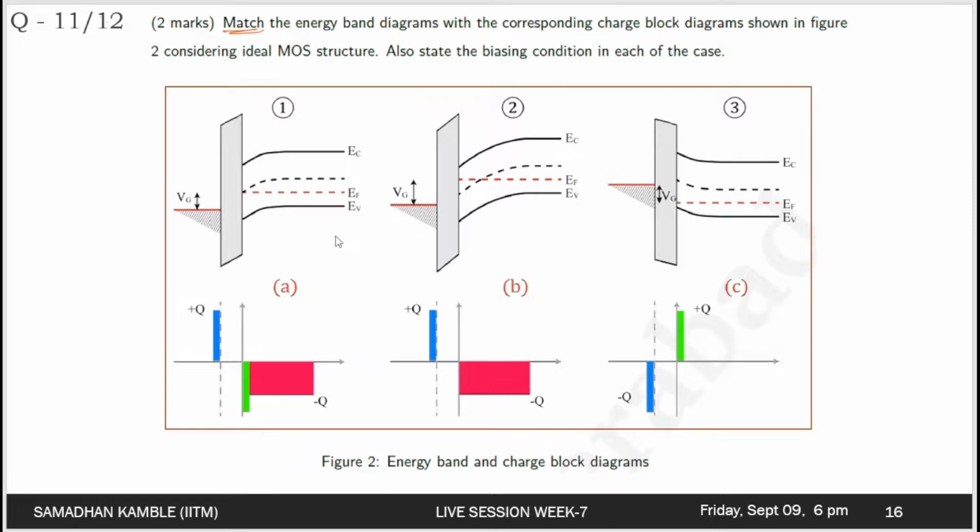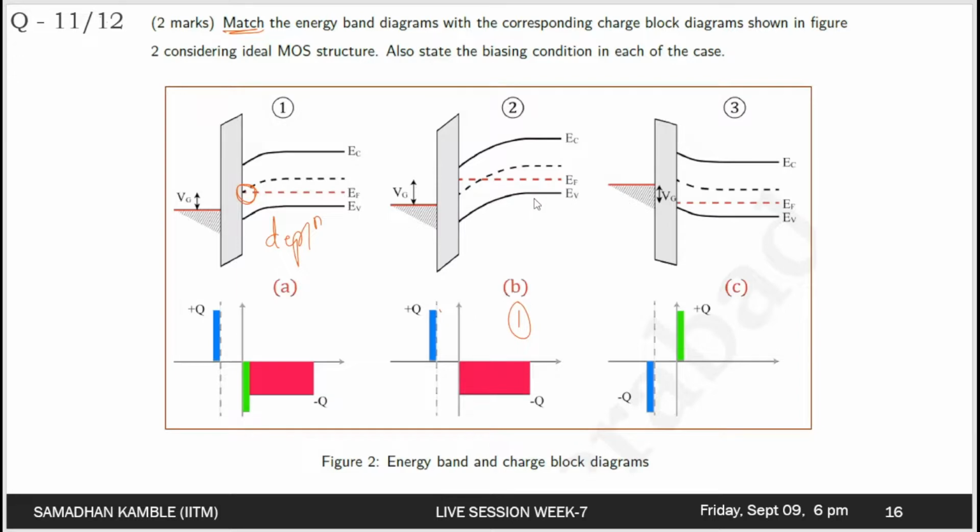If we consider figure number 1, that is band diagram 1 here, you can see that the Fermi level is on the lower side, closer to EV. That means it is a p-type substrate, which is nothing but the NMOS capacitor. As we have applied a positive voltage here, EF is moving closer to the intrinsic level, which is nothing but the depletion of the majority charge carriers. This particular diagram corresponds to the block diagram in which the depletion charge, minus Q, has been shown here. So this is the depletion, and it corresponds to band diagram number 1. We can see the positive applied voltage and the depletion of the negative charges here.